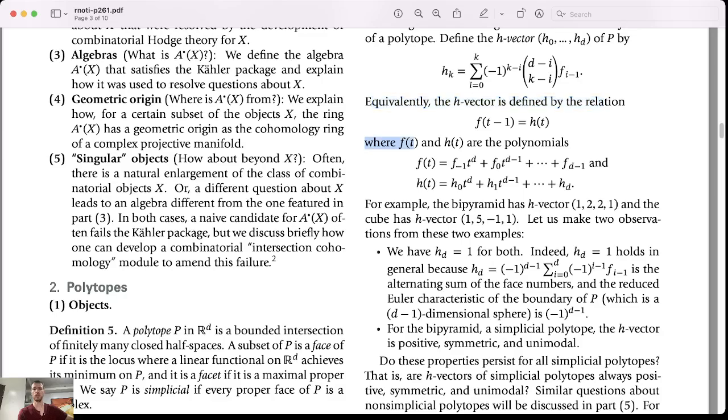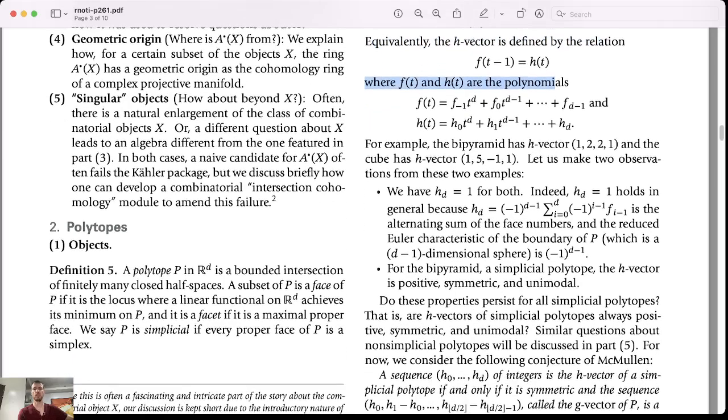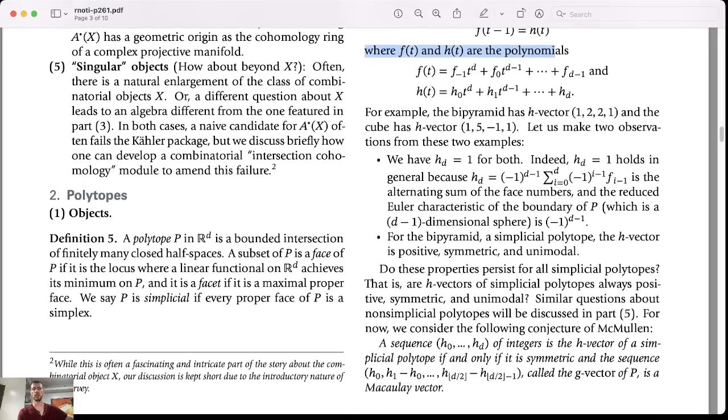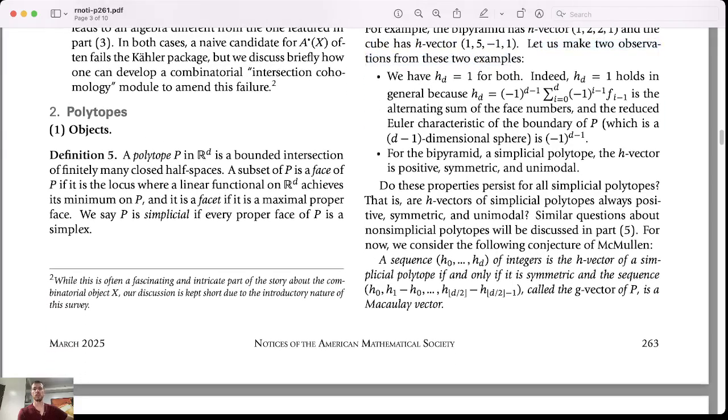where f of t and h of t are the polynomials f of t equals f sub -1 t to the d plus f0 t to the d minus 1 plus and so on up to f sub d minus 1, and h of t equals h0 t to the d plus h1 t to the d minus 1 plus and so on up to hd. For example, the bipyramid has h vector 1, 2, 2, 1, and the cube has h vector 1, 5, minus 1, 1. Let us make two observations from these two examples. We have hd equals 1 for both.